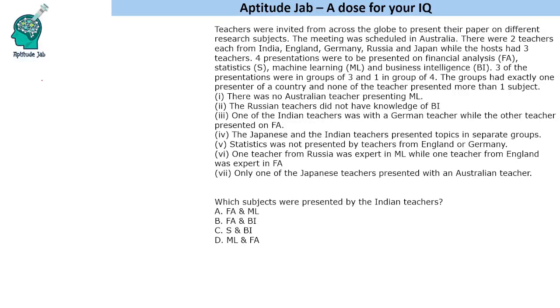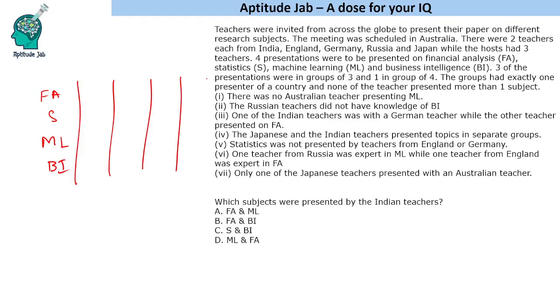So let's make the subjects: financial analysis, statistics, machine learning and business intelligence. So we can have a maximum of 4 teachers. There was no Australian teacher presenting machine learning. So if there was no Australian teacher there, it means there was an Australian teacher in the other three subjects, because the groups had exactly one presenter of a country, and none of the teachers presented more than one subject. So there are three Australian teachers in all others except machine learning. One Australian here, one here and one here.